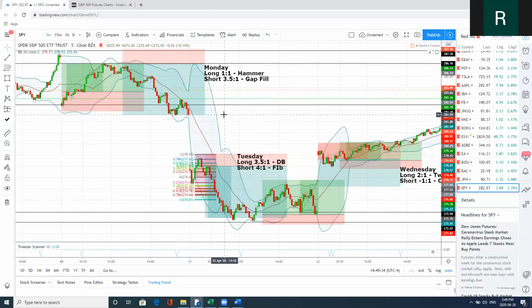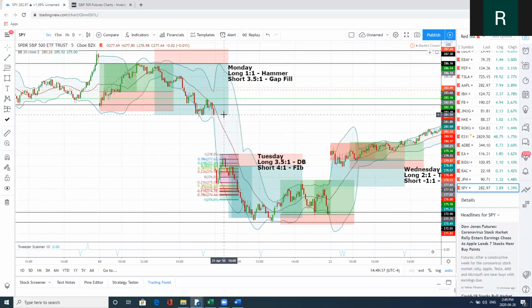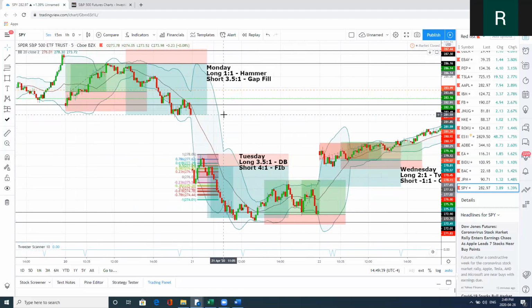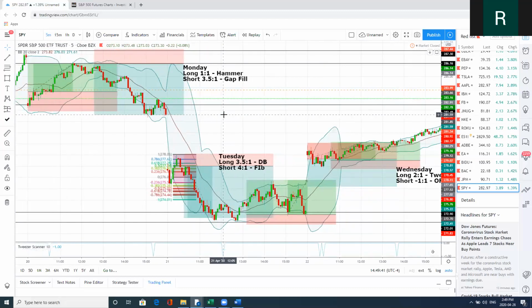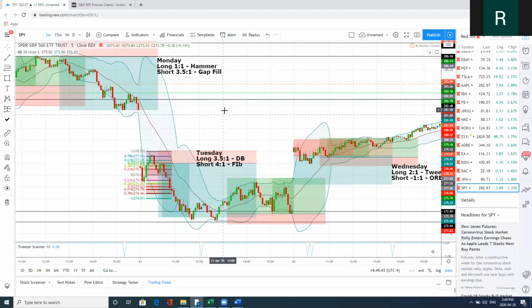So Tuesday, what's a setup? We have a gap down. Gap down in itself is weakness. That's what it means. It's weakness. So you should be thinking right off the bat, short.